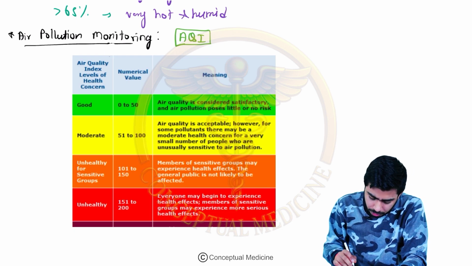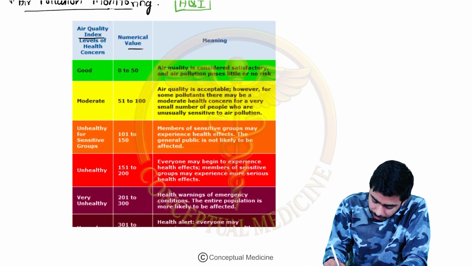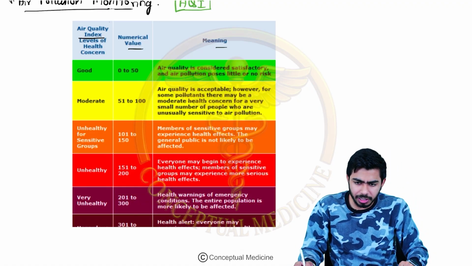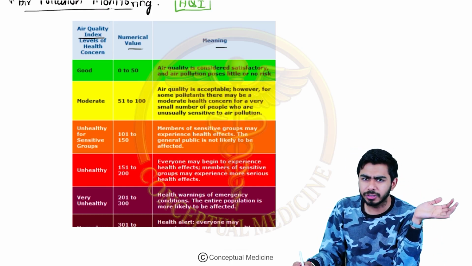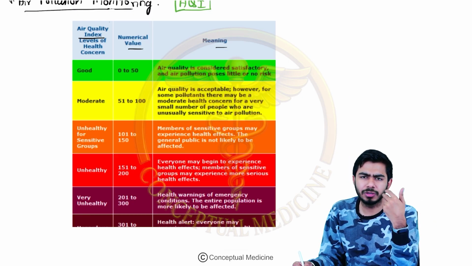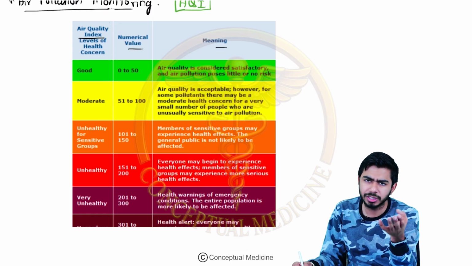So here we are talking about the air quality index, AQI levels. Here is the numerical value and here is the meaning of what they are telling. The air quality index is different for different regions, and usually if you have some weather app, it will give you a notification that in your area this much is the AQI. You might check that as well.